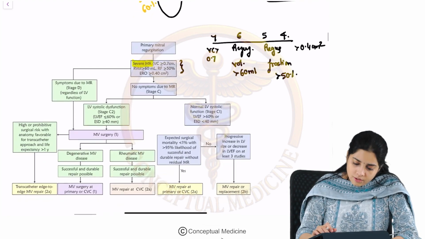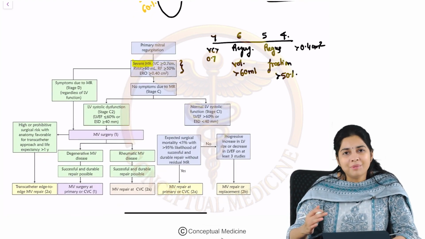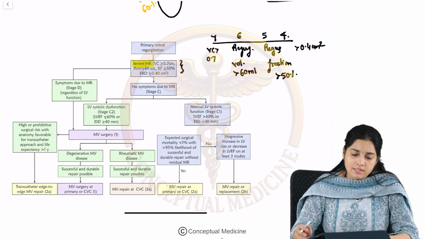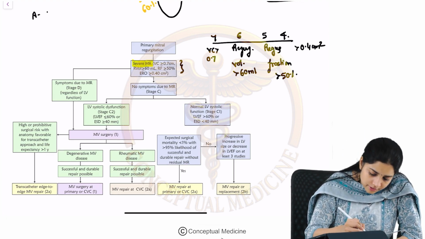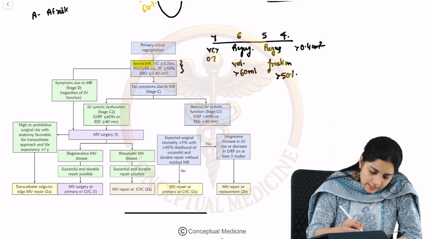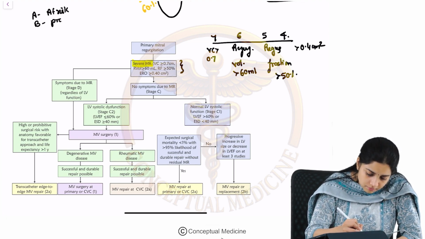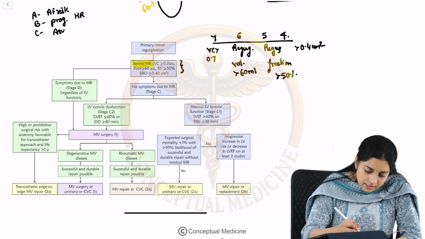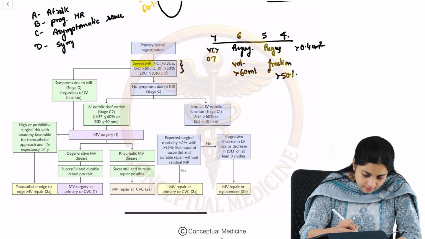Okay, now we had already learned about the staging of MS. So similarly, there is a staging of MR as well. So stage A is at risk of MR. Stage B is progressive MR. Stage C is asymptomatic severe MR. And stage D is symptomatic severe MR.